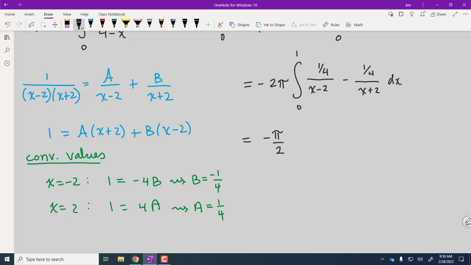And how about, what's the integral of 1 over x minus 2? It's going to be a natural log. And similar for the second one, right? So we're going to get natural log absolute value x minus 2 minus natural log absolute value x plus 2, 0 to 1.